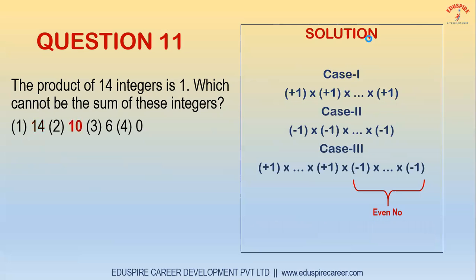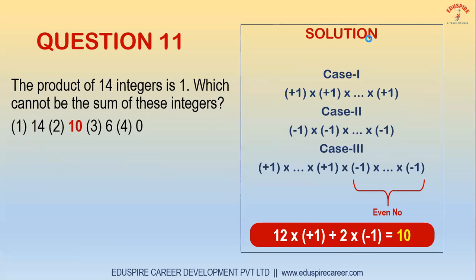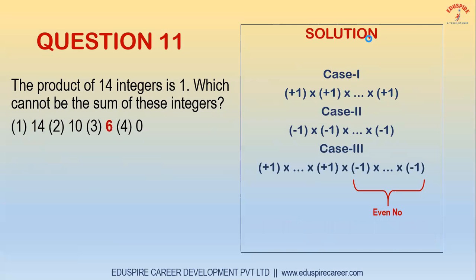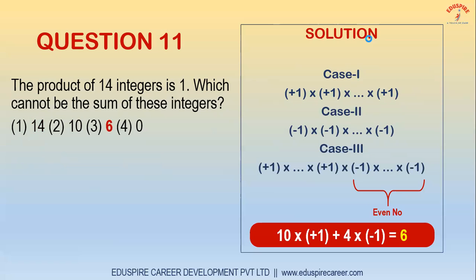What if I have 10 as the sum of these integers? Is it possible? Yes, of course. If I have 12 plus 1s and 2 minus 1s, this result will be 10. Is 6 possible? Let's understand. Yes, of course. If I have 10 plus 1s and 4 minus 1s, that will result in 6.